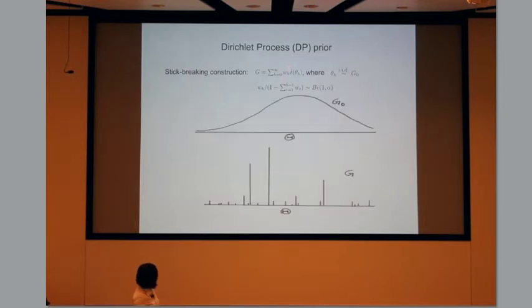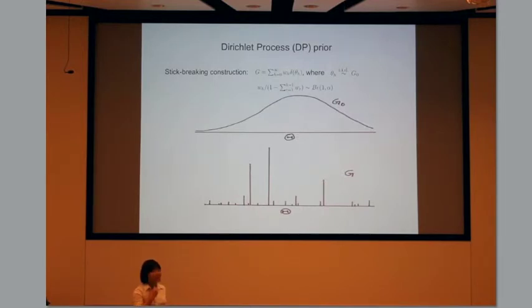So here I will give you an illustration. First we have some measure. Here it's a normal distribution. And then we randomly sample points from this distribution, and then we get a mixture of these points. So we call this process the Dirichlet process. So from this figure, we can clearly see that the DP gives us a discrete distribution.